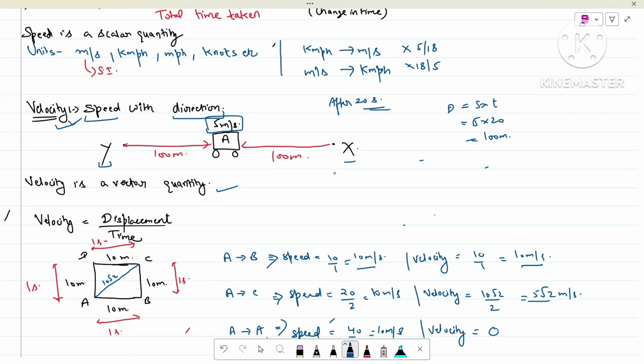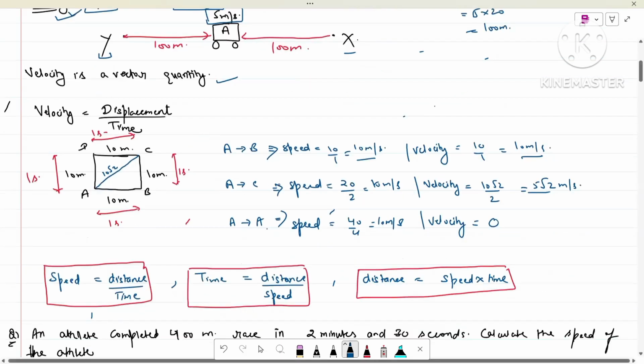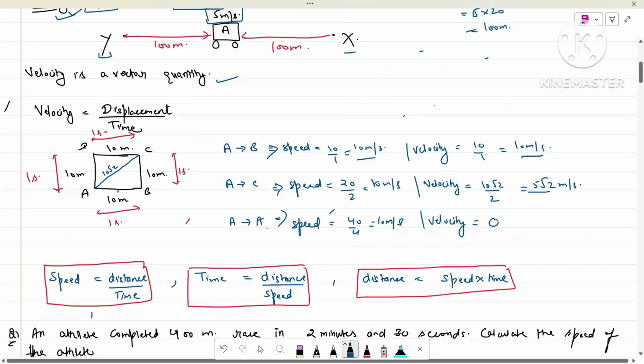We will consider this with this example now. Let's consider this path. Shape is square. Now from A to B, 10 meter distance, from B to C, 10 meter, C to D, 10 meter, and D to A, 10. Let's say person is moving along this boundary. And from A to B, he takes 1 second. From B to C, C to D, and D to A, for covering all the four paths, person takes 1 second.